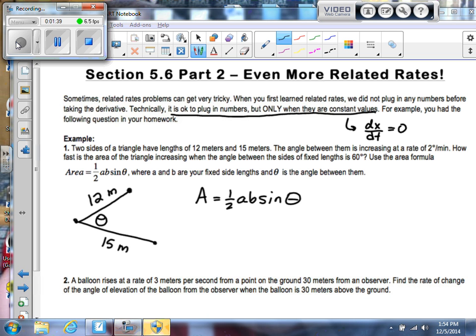Okay, so we have A equals 1/2 AB sine of theta, and A and B are both fixed lengths. So that means we can actually plug numbers in for them now. Most of the time, you cannot do this.